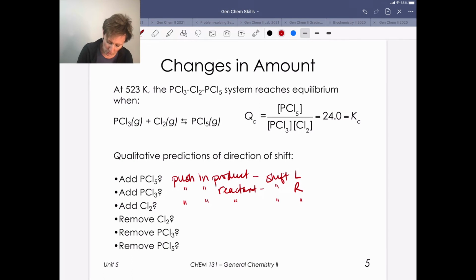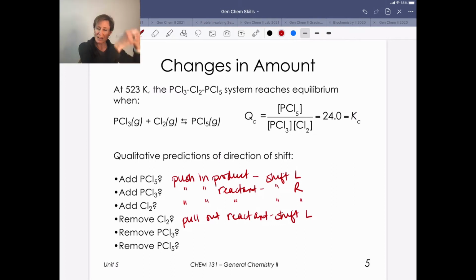Removing, this is a pull. So if I remove Cl2, I'm going to pull out a reactant. And that means that I am going to shift left. I'm pulling on my reactant side, so I'm going to pull stuff towards it. I shift to the left.